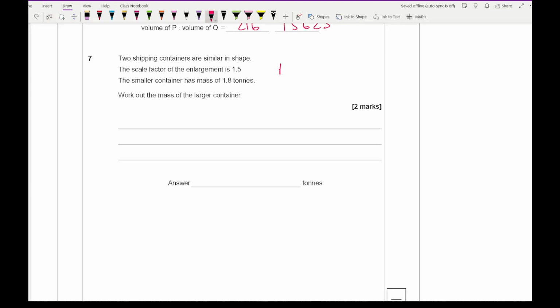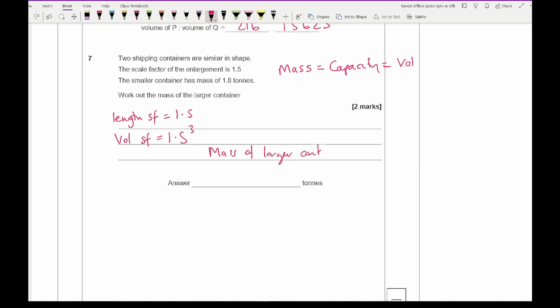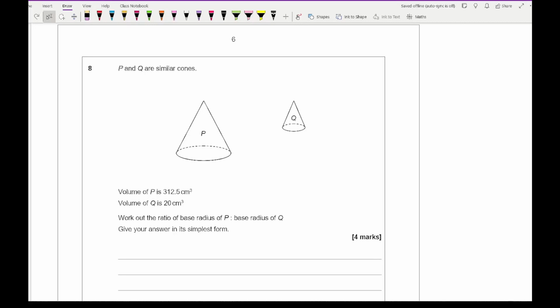Now for this, because we're dealing with mass, that is to do with capacity, which is to do with volume. So here we know that the length scale factor is 1.5. So that means that the volume scale factor is going to be 1.5 cubed. So to find the mass of the larger container, it's going to be 1.8 multiplied by 1.5 cubed, and if I type that all into my calculator, I get an answer of 6.075 tons.